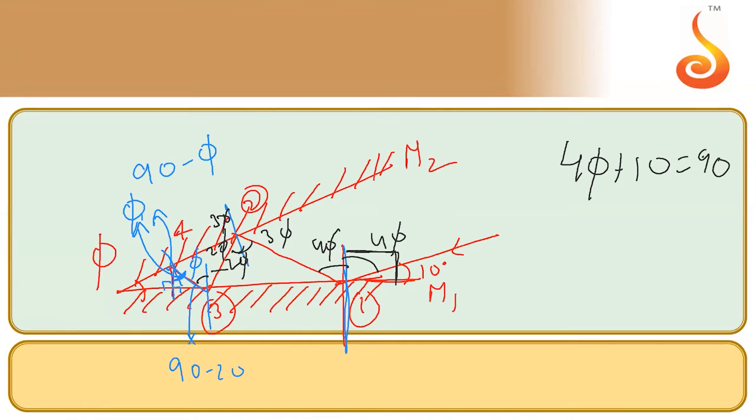So in that case, what will phi become equal to? 90 minus 10 divided by 4, which is equal to 20 degrees. I just did two things, sir, and that is why proudly this chapter is called geometrical optics. Also, I used geometry and laws of reflection, nothing more than that.